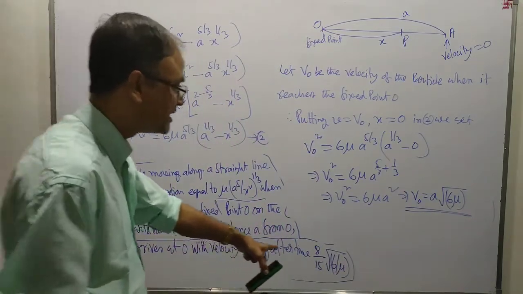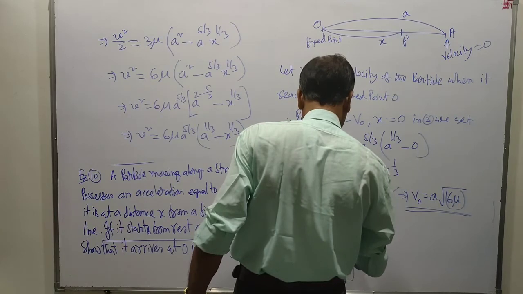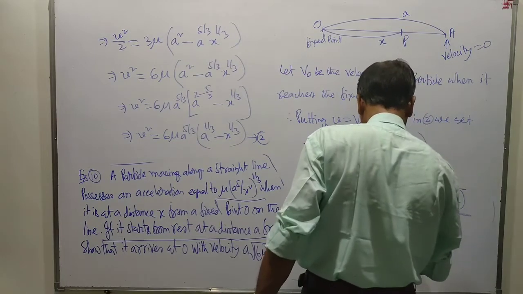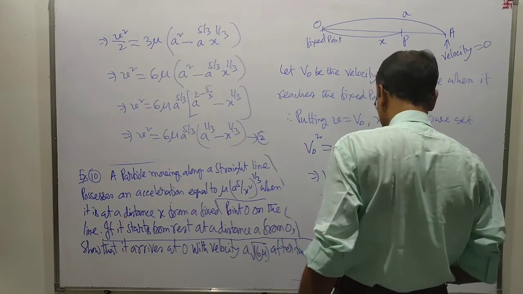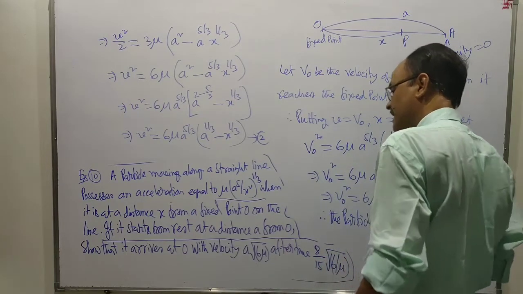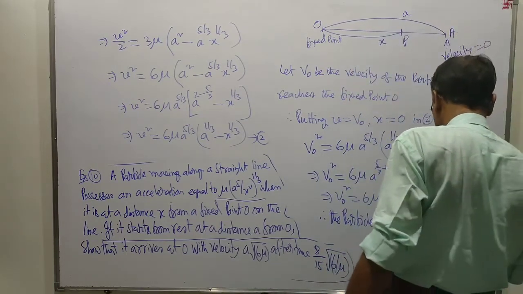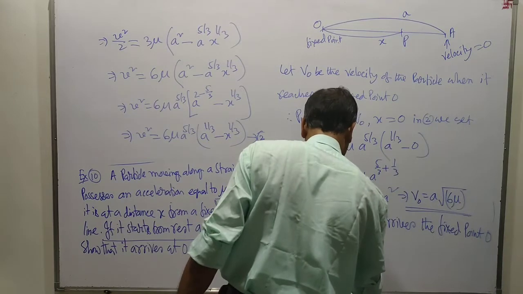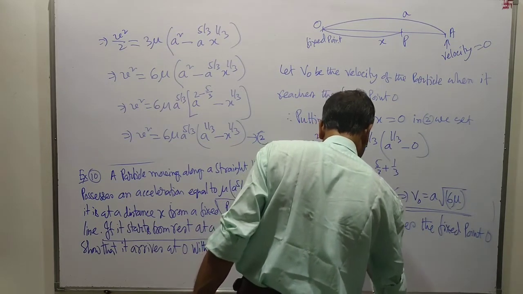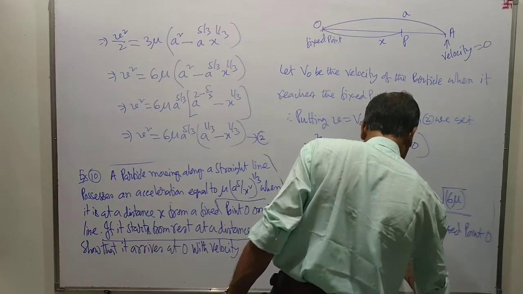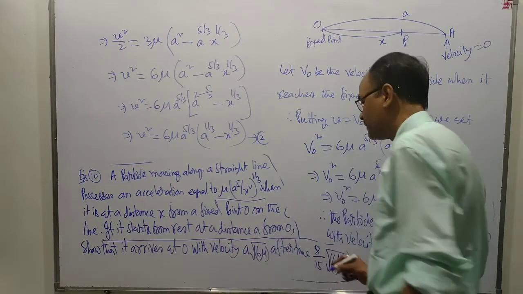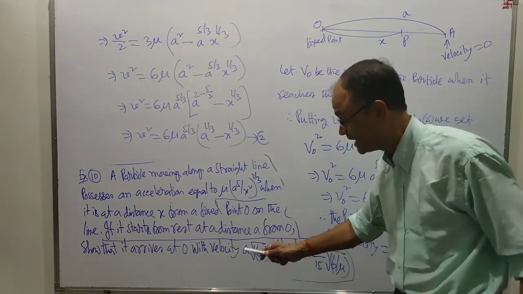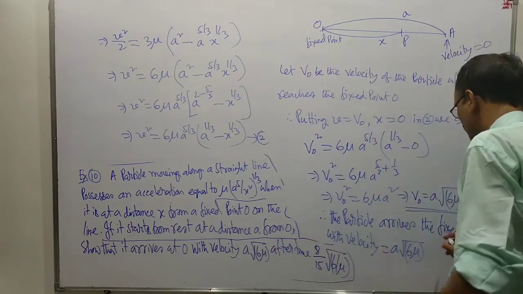Therefore, the particle arrives at the center of force, the fixed point O, with velocity A root of 6 mu. This part has been proved.